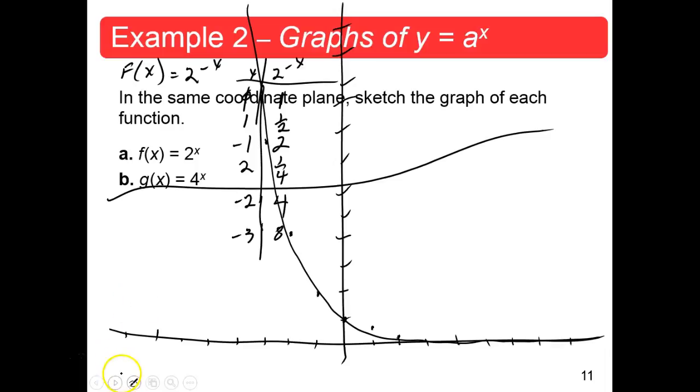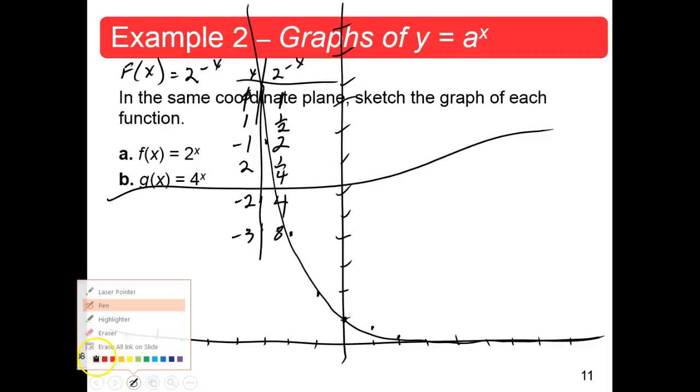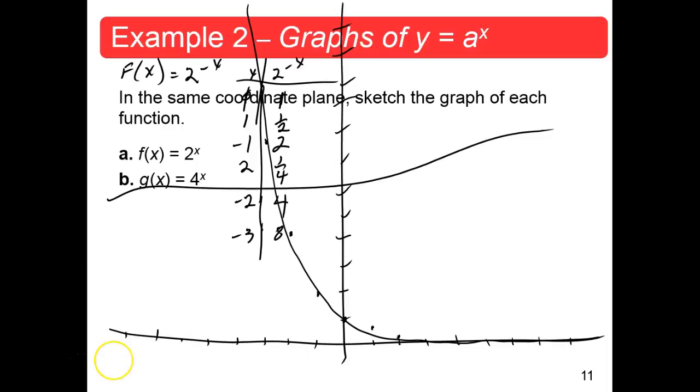Okay. Now, pick a color other than black. Dark or light? Light. Okay. We will do g of x now. g of x is equal to 4 to the minus x. How do we want to do that? T-chart. x, 4 to the minus x. Give me an x. 0.